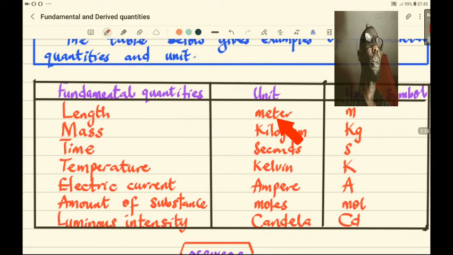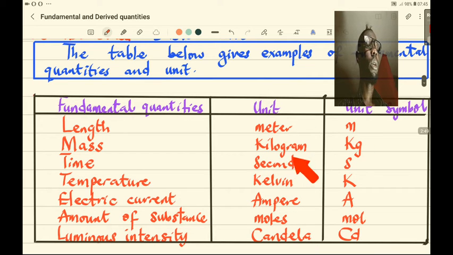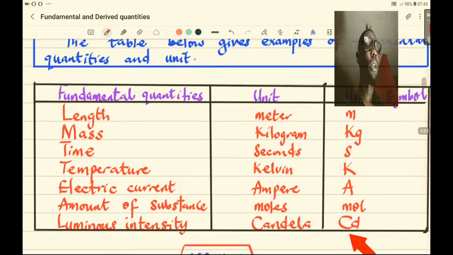Their units are as follows. The unit of length is meter, unit of mass is kilogram, unit of time is seconds, unit of temperature is Kelvin, unit of electric current is ampere, amount of substance, also known as the number of moles, has the unit mole, while luminous intensity has the unit candela. The unit symbols are: meter is m, kilogram is kg, seconds is s, Kelvin is K, capital K precisely, ampere is A, mole is mol, while candela is represented as cd.